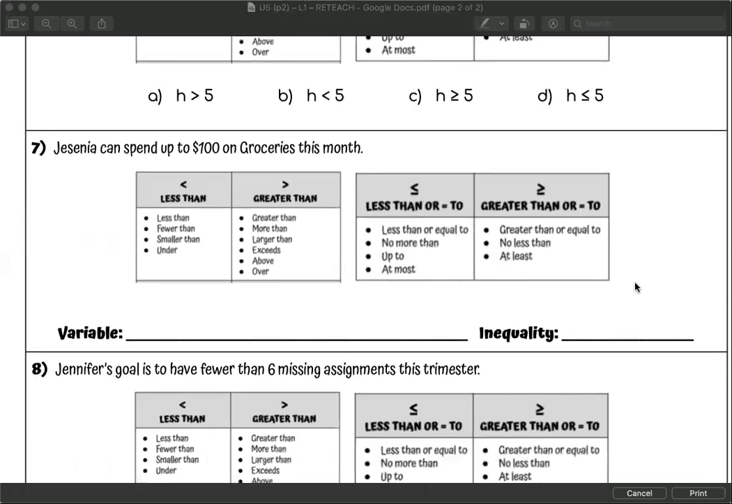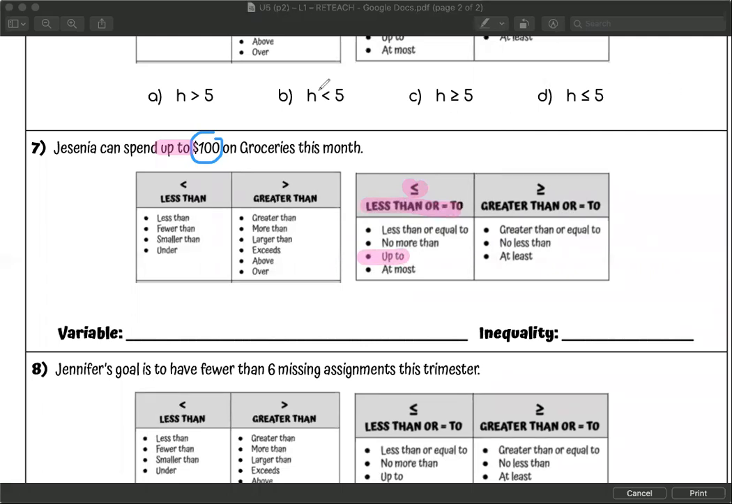Jasenia can spend up to $100 on groceries this month. First thing, I am circling my number. Next thing, I am highlighting the keyword. We see up to, which is right next to the number. I found up to right here, which is our less than or equal to sign.